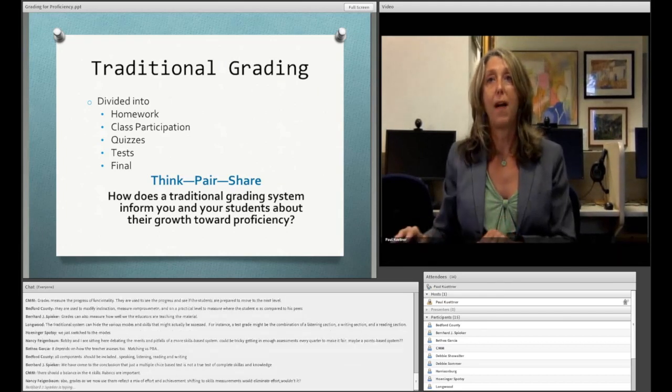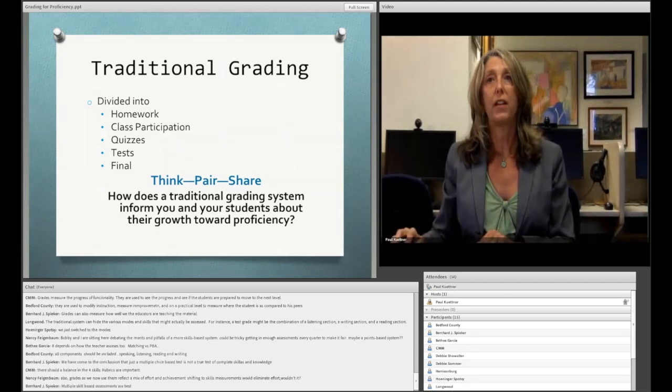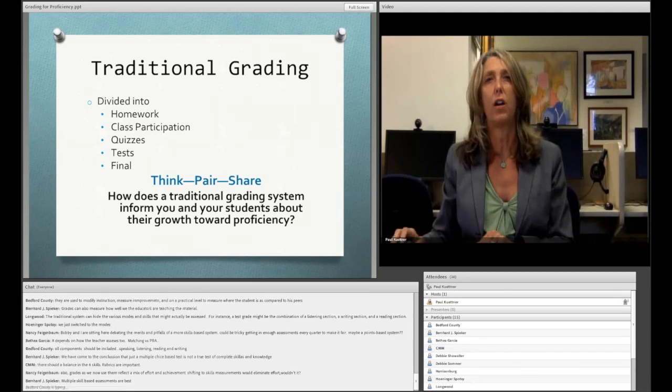So I am going to read a lot of these because I think that this is a really robust discussion here. Some of the groups are saying that, I zipped past them.